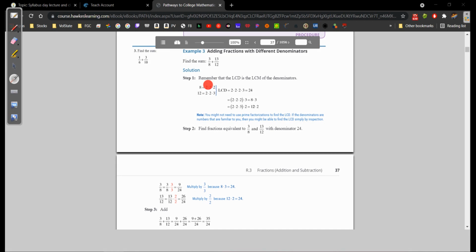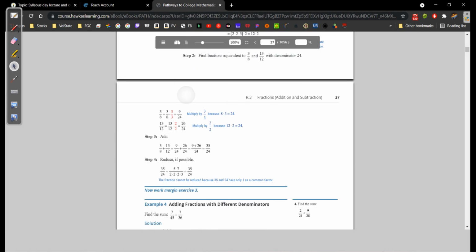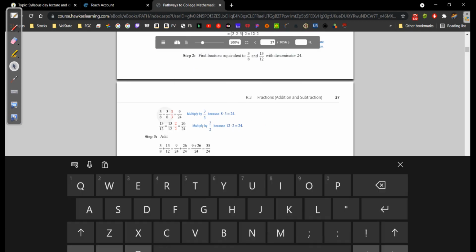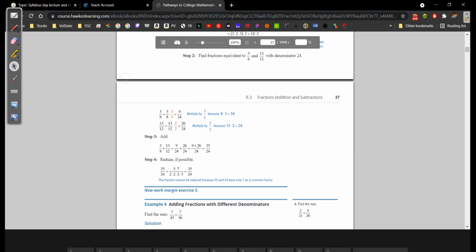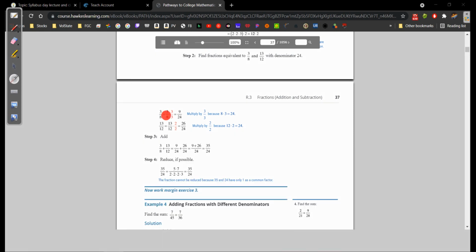The highest power of 2 is 3, so 2 cubed is 8, and the highest power of 3 is 1, so 8 times 3 is 24. So the least common denominator here is 24. From there, they figured out what to multiply the 8 by to get to 24, and that's obviously 3. What do I need to multiply the 12 by to get to 24? That's 2. If you prefer it this way, you can. If you prefer it my way, you can do that as well.